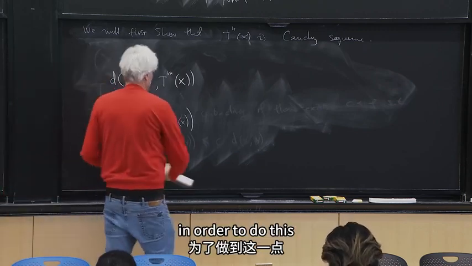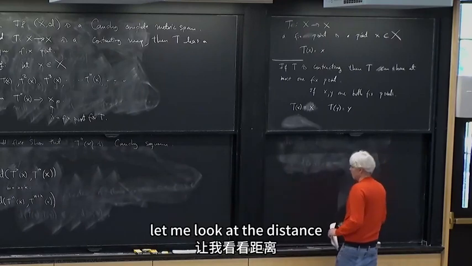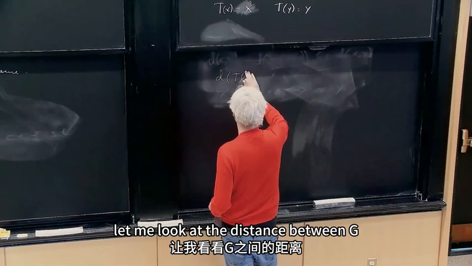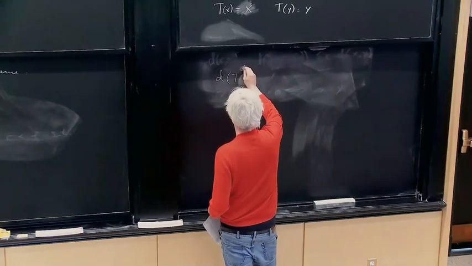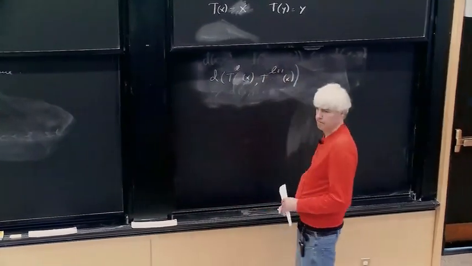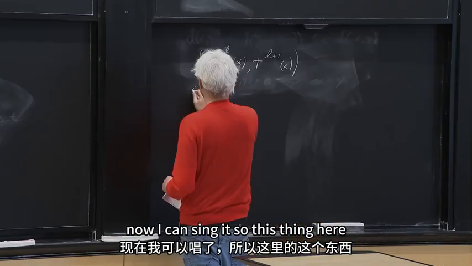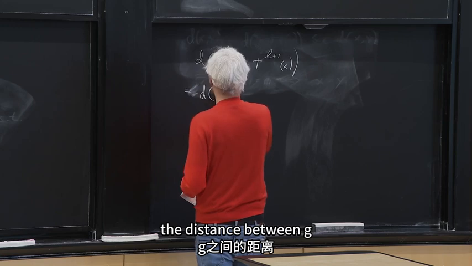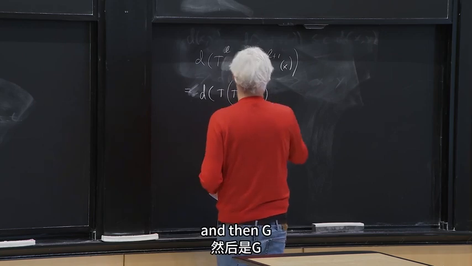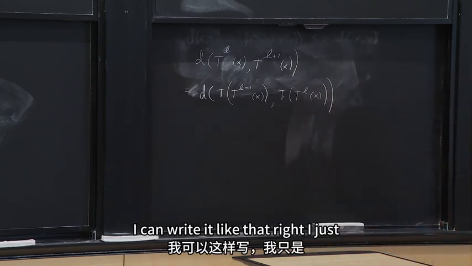Now, in order to do this, let me start with something simpler first. Let me look at the distance between T^L of X and T^(L+1) of X. Okay, so two consecutive elements in the sequence. Now, this thing here is equal to the distance between T of T^(L-1) of X and then T of T^L of X, like that, right?